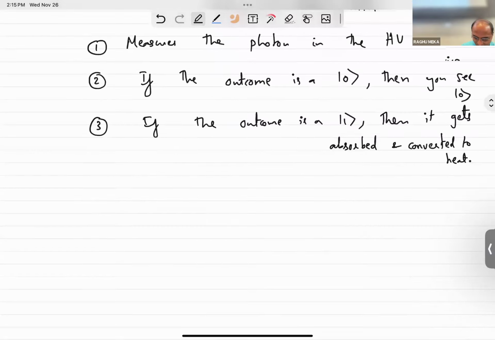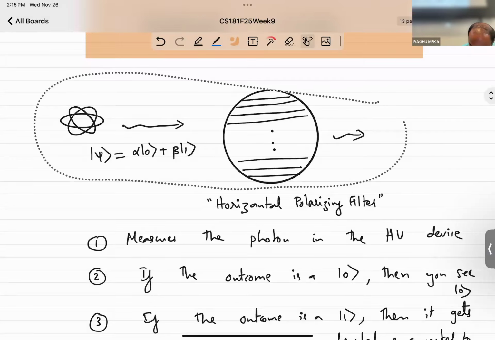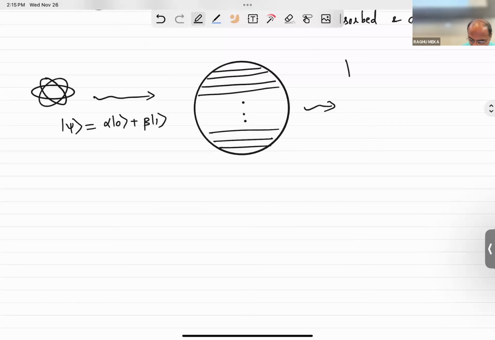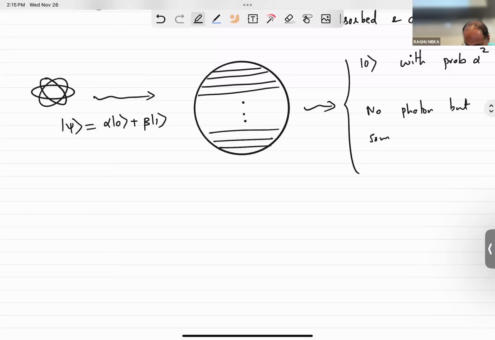All right? So if I were to write it down formally, what's a polarizing filter? It's a device which does one of these two things. You either get a 0 with probability alpha squared, or you get no photon but some heat with probability beta squared. Does it make sense? So in some sense, it's eating up light with some probability, and it lets it through. But when it lets it through, it changes the state. It is only going to be in state 0 whenever it lets it through.